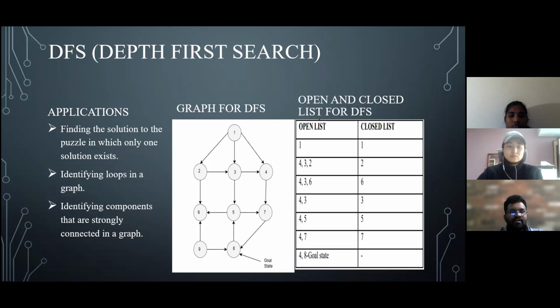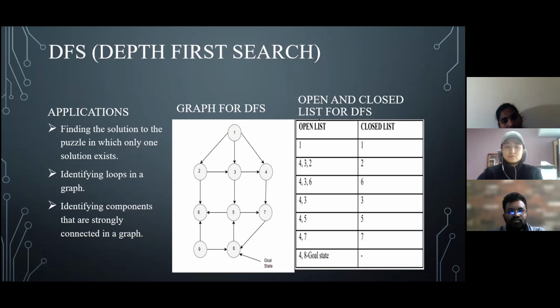Next, depth first search. Depth first search expands the deepest unexpanded node. It uses a stack, which works as last in, first out. So the table, as usual, shows the open list and closed list. Here I am explaining how the nodes travel to reach the goal state. We have the same concept, but here we are using a stack, last in, first out. So it's the same thing.